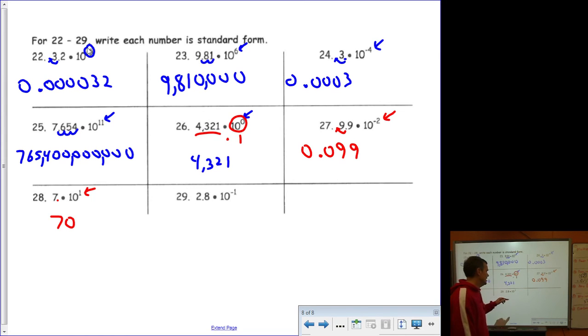And number 29, I need to move the decimal 1 spot to the left. That would make it 0.28, and I like to start with a 0.